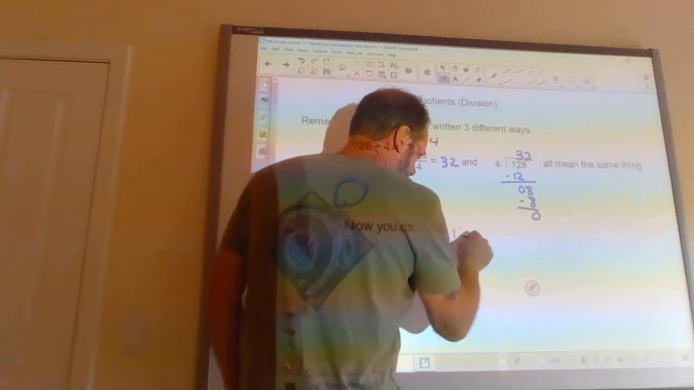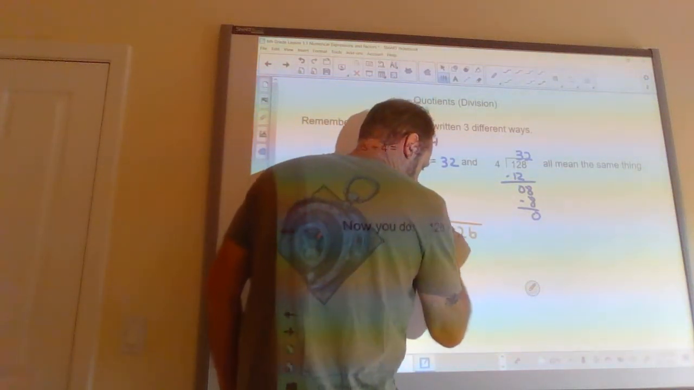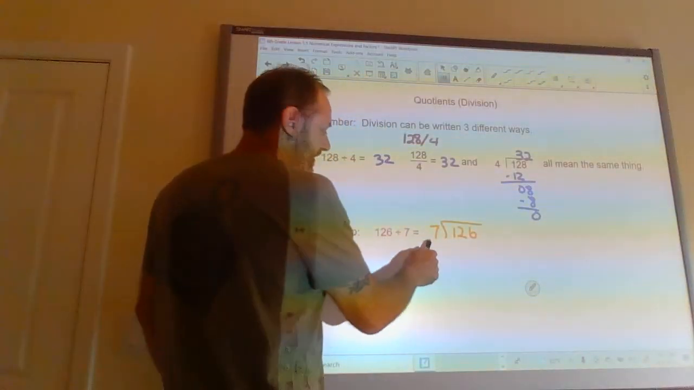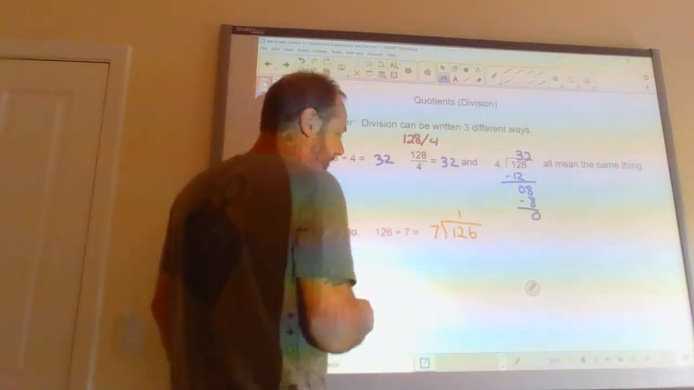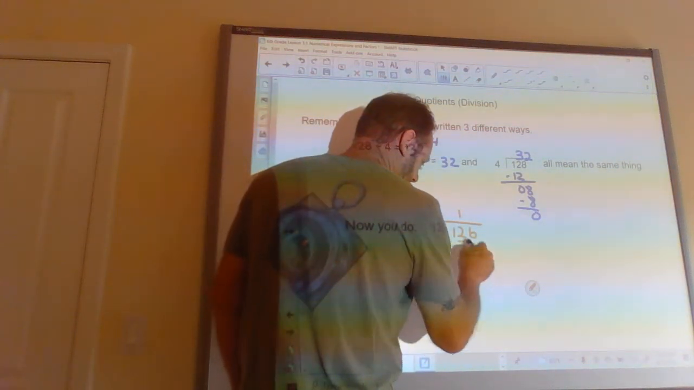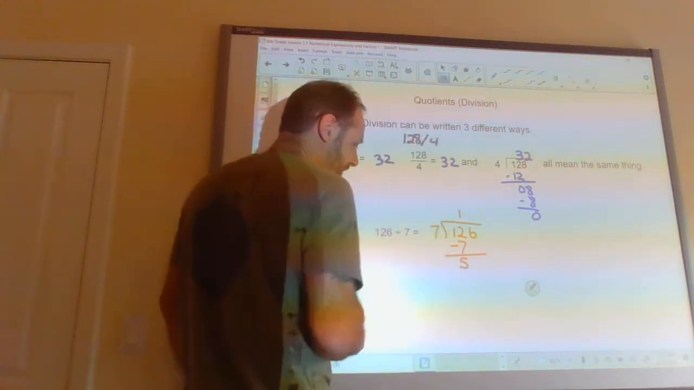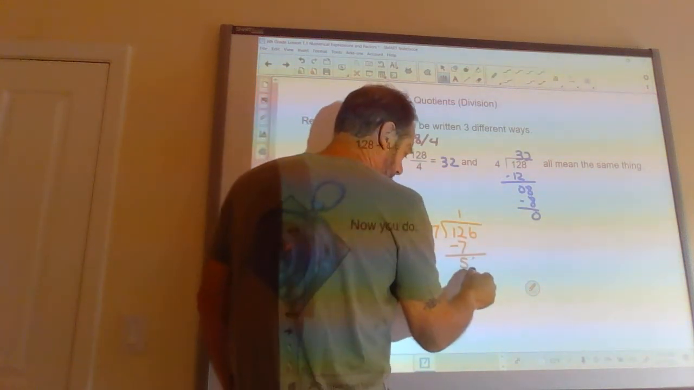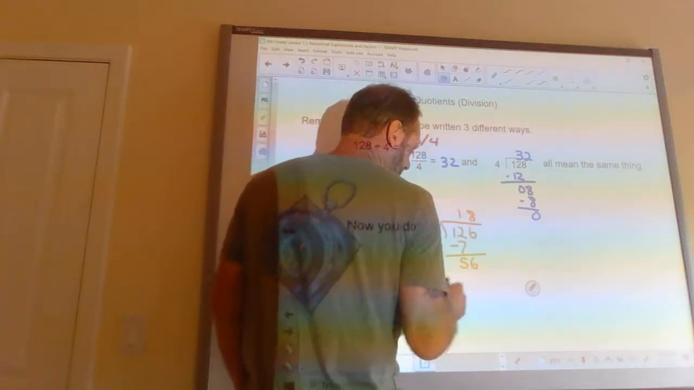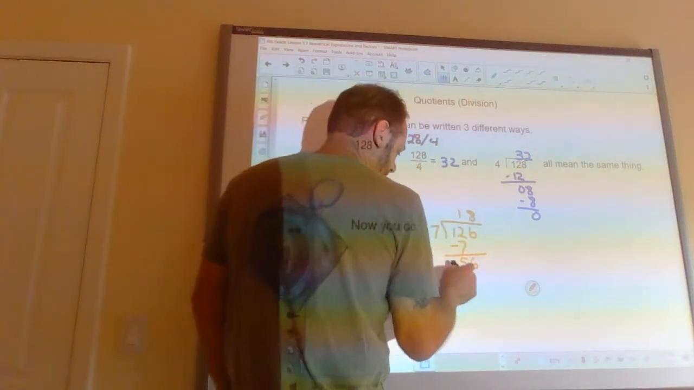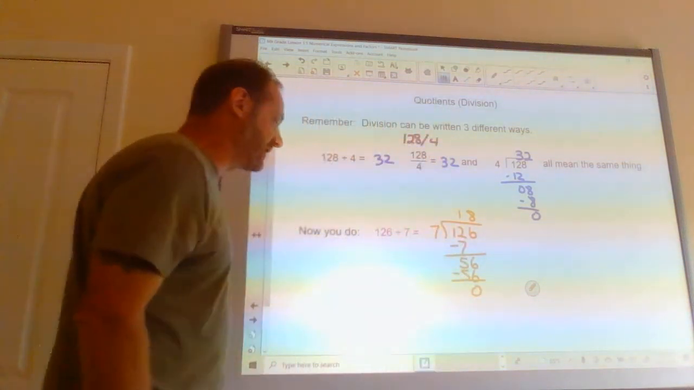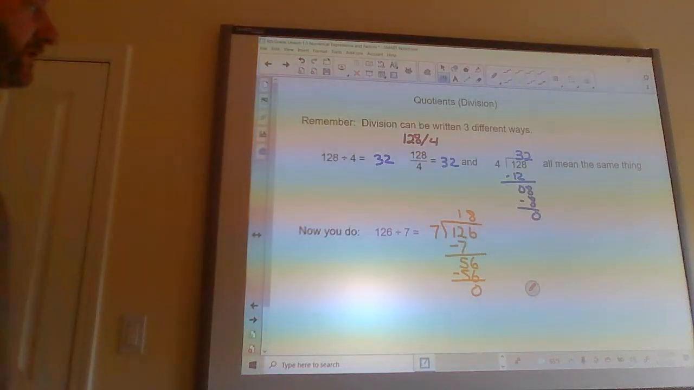Okay, so I'm going to take 126 and I'm going to divide that by 7. 7 will not go into 1, but 7 will go into 12. It'll go in 1 time. 1 times 7 is 7. I'm going to subtract that number. That gives me 5. I'm going to drop down my 6. 7 goes into 56 8 times. 8 times 7 is 56. So I subtract and I get 0, and that means, again, I have no remainder. So the answer is 18.